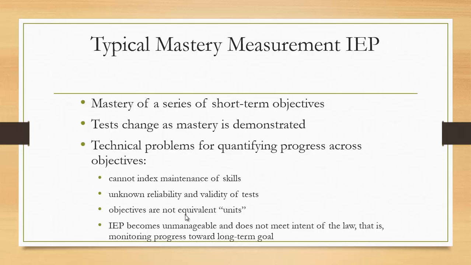Typically, in IEP development in the past and still in many places today, we use mastery measurement to set our goals and objectives. And really what this is saying is that students will master a certain concept by the end of the school year. Your goal might read, the student will learn all of their multiplication facts in 30 weeks. It might say, by the end of this year, the student will be reading one grade level above where they're at right now. The problem with this is that it's really hard to quantify progress across multiple objectives.